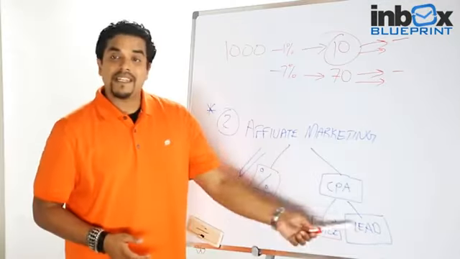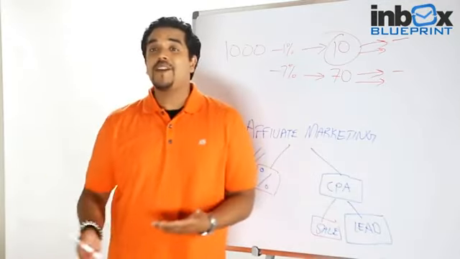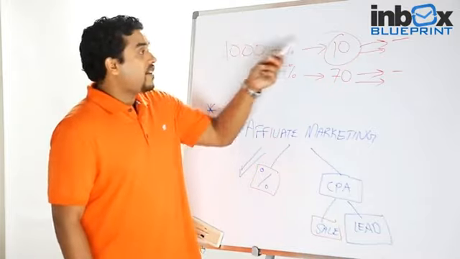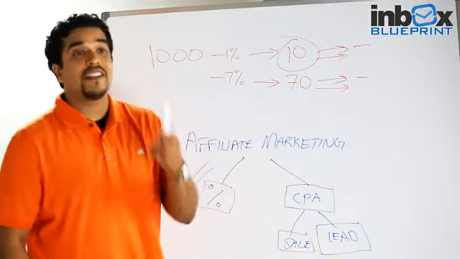With the lead-based system, you can make at least a dollar every day. You can make money with a list half this size. You could have 500, you could be making money. You could have 300 people on a list and you could be making money.